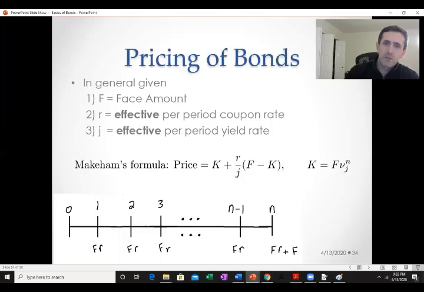Okay, so first of all, I just want to remind you of the formula we're going to use to price this bond. The easiest thing to do is Makeham's formula. Take F times the present value factor, get K, and the price is K plus R over J times (F minus K).